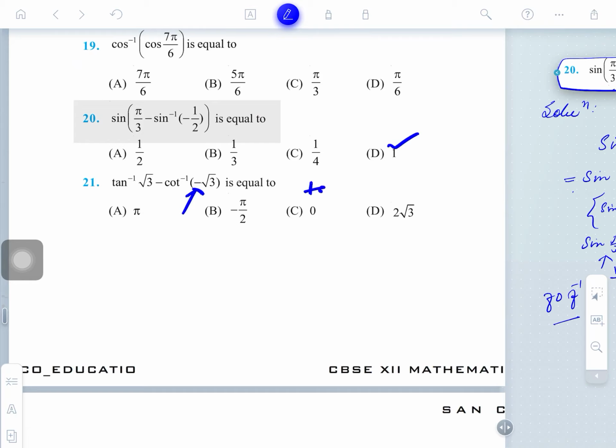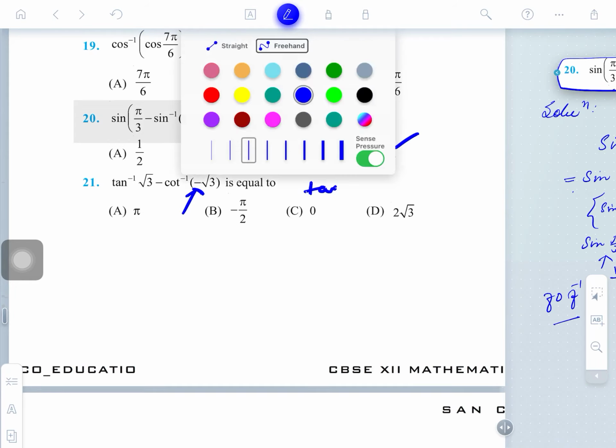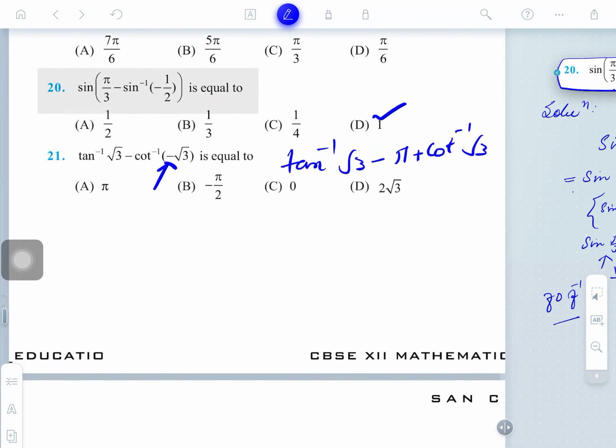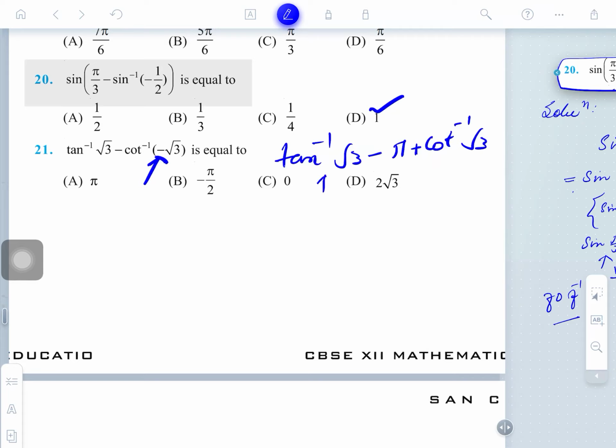So here tan inverse root 3 minus, here we will write pi minus cot inverse root 3, so it becomes plus cot inverse root 3. Okay, you may see this. So tan inverse root 3 plus cot inverse root 3, what can we say? The function is different and the domain is same.